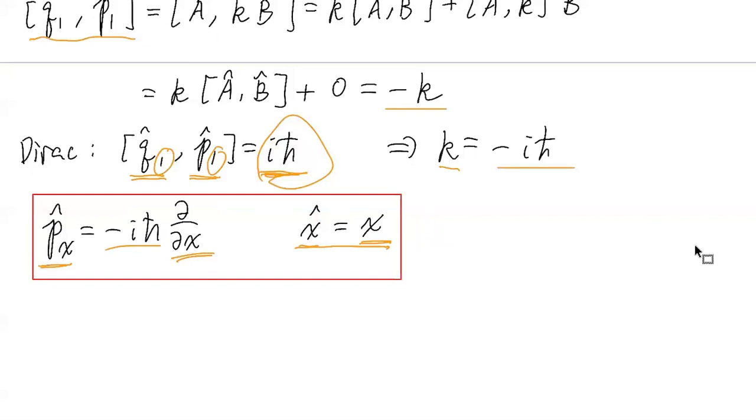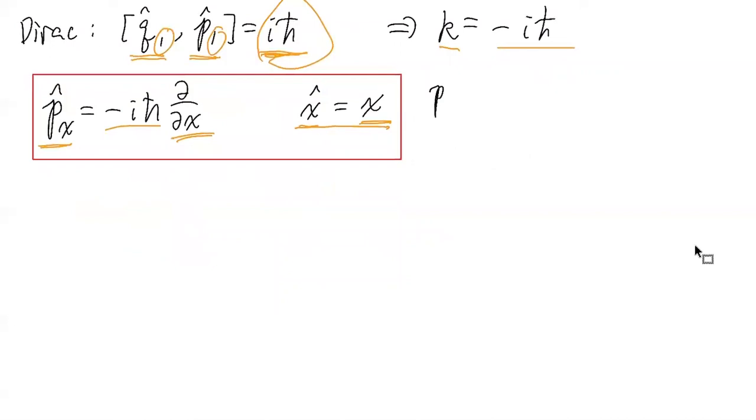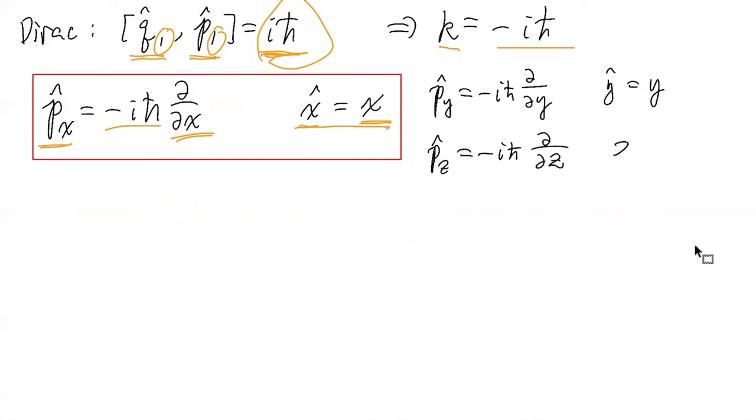So this can be generalized to other dimensions. For instance, Py is -iħ d/dy. y is just y. Pz is -iħ d/dz and the z operator is simply z. Okay? This is very important.